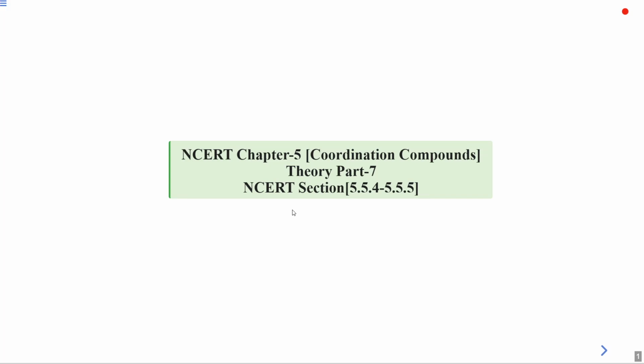So today, as you all know, we are going to cover part 7 of the theory of our chapter, coordination compounds. So let's begin today's topic, that is NCERT chapter 5, coordination compounds, theory part 7, and today we are going to see NCERT sections 5.5.4 to 5.5.5.